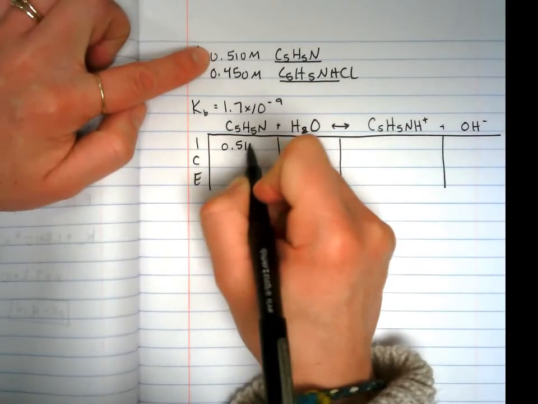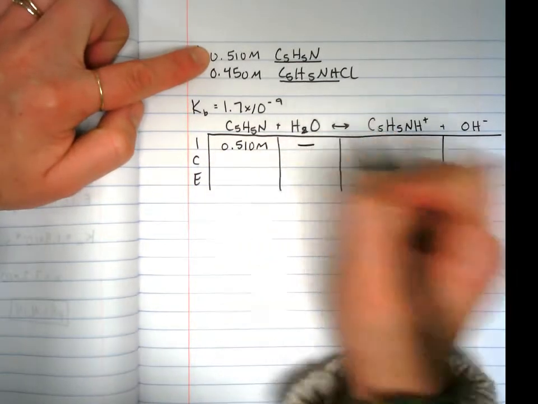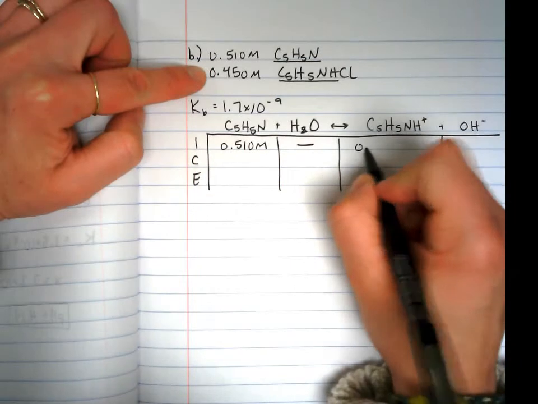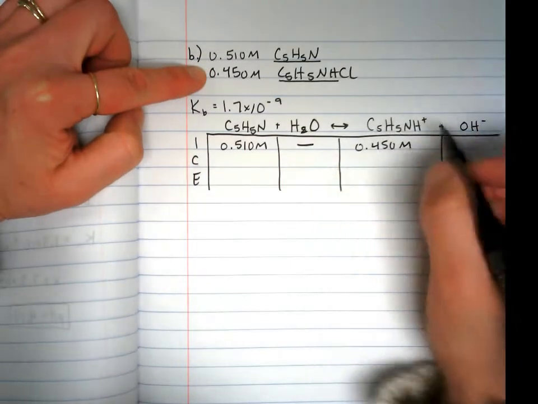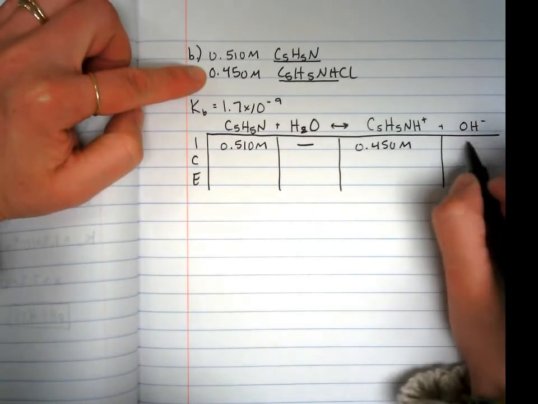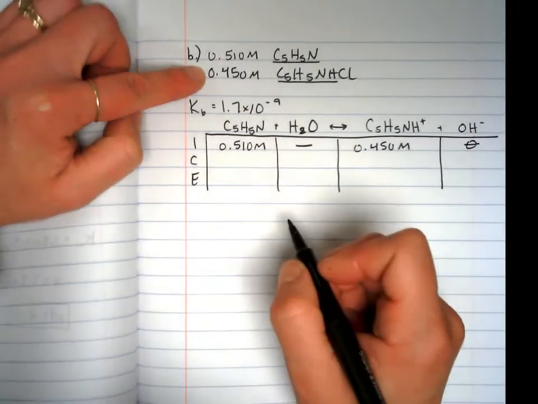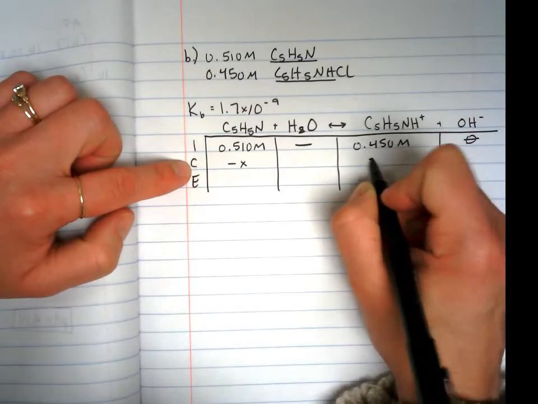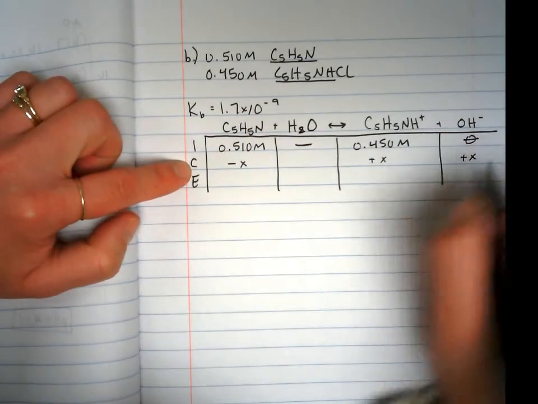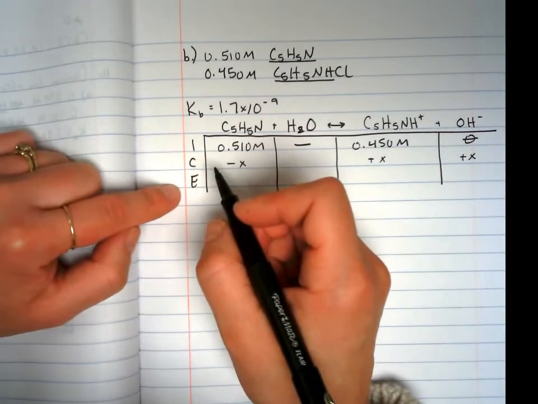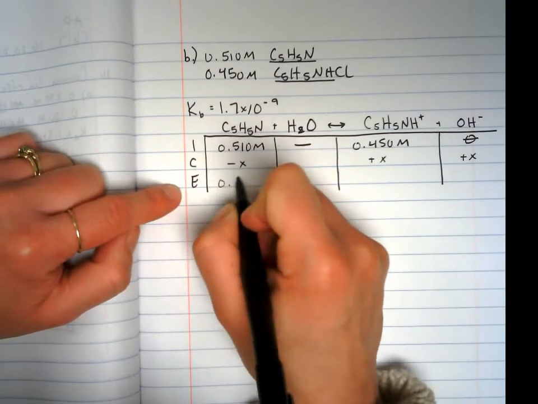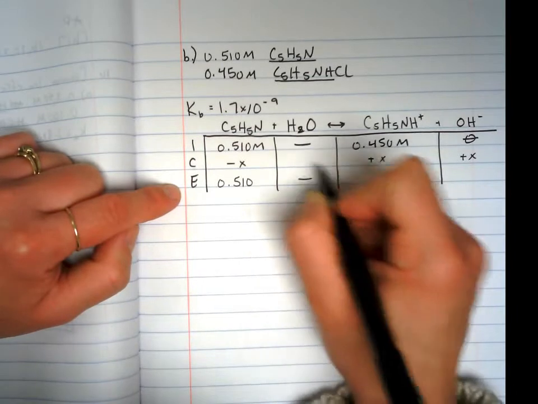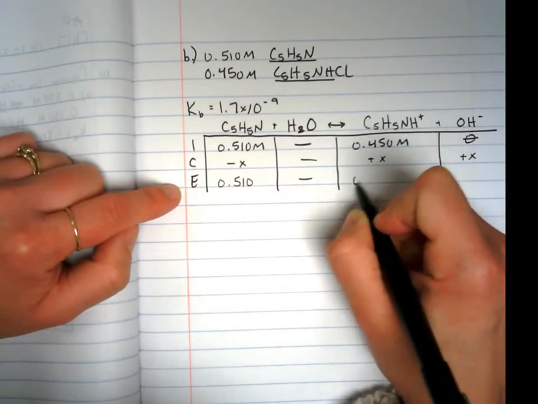So initially I have 0.510 moles per liter. Water we're going to ignore because it doesn't matter. And I have 0.450 moles per liter of this ion. And 0 OH. So it's going to change by some quantity of X. And again, I can kind of ignore it down here, right? So it should be minus X, but we're ignoring it.